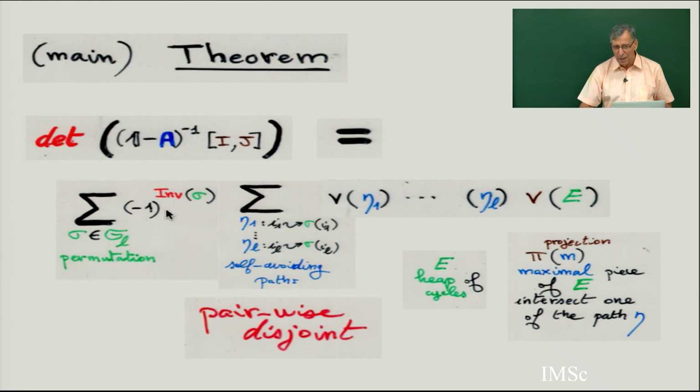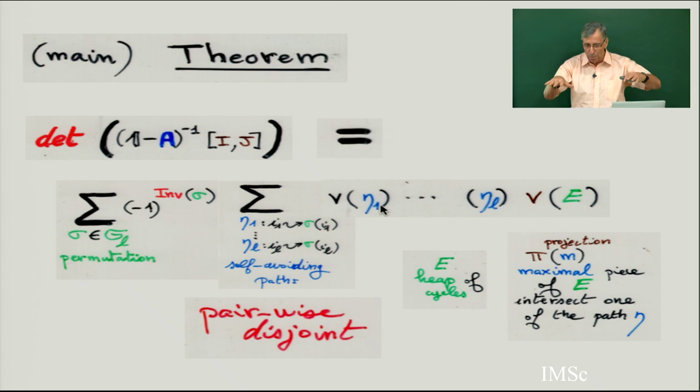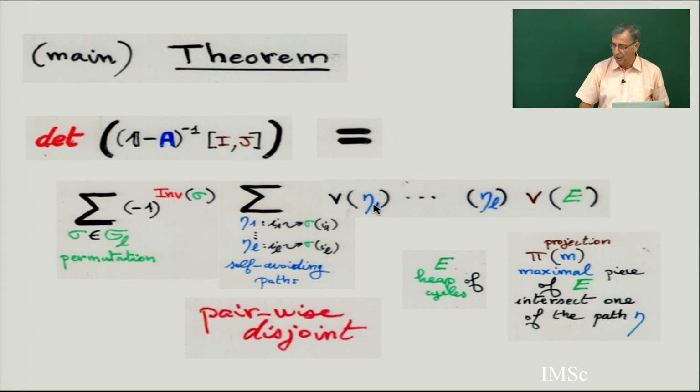When you have many paths, there is a plus or minus. It's not totally positive, and then you remain with the fact that all the blue paths are self-avoiding and 2 by 2 disjoint, and below there is a heaps of cycle E, such that the maximal piece of this heaps must intersect at least one of the blue paths. Maybe several blue paths are intersected by the same cycle. So this is the main theorem I will prove today. The consequence of this main theorem is Jacobi identity.